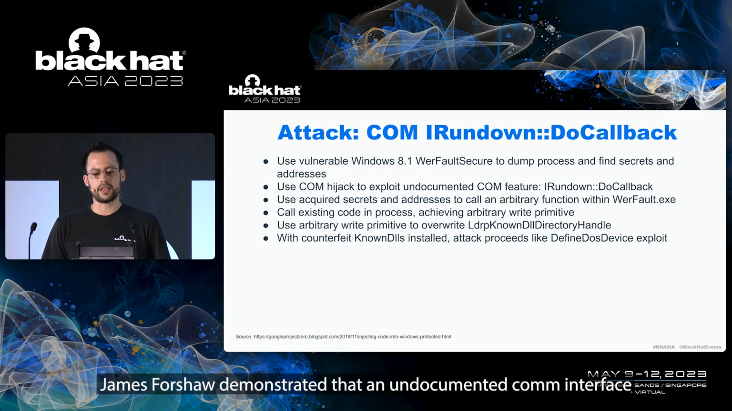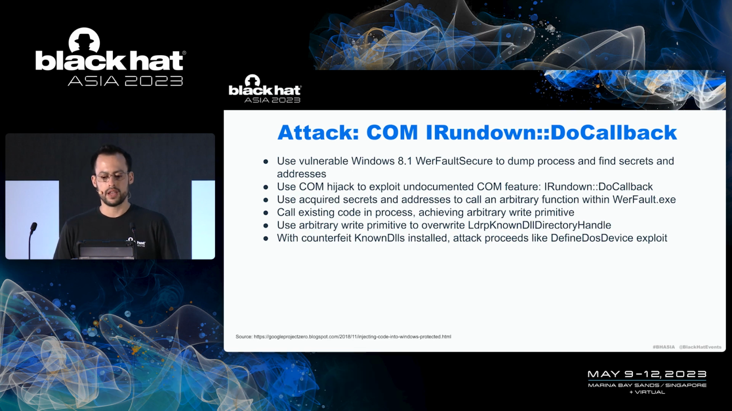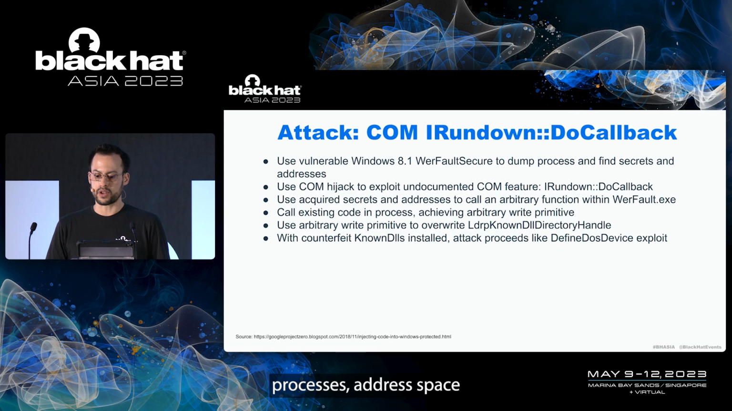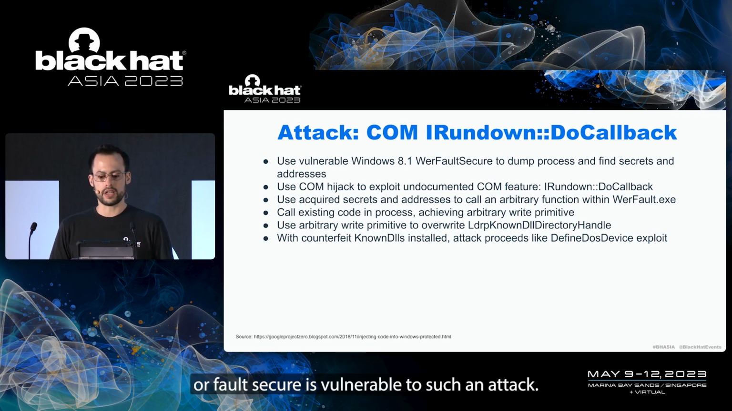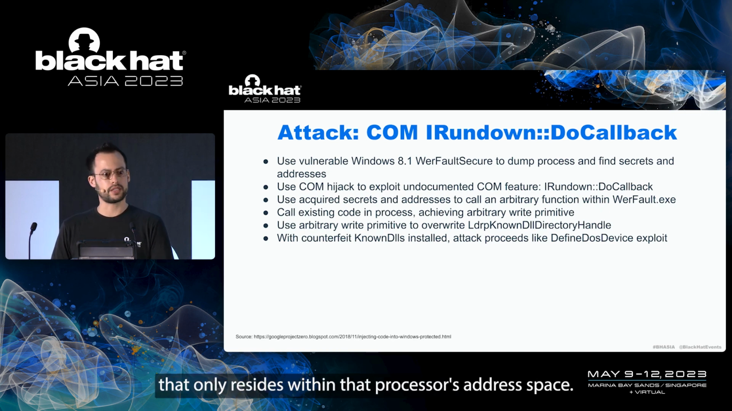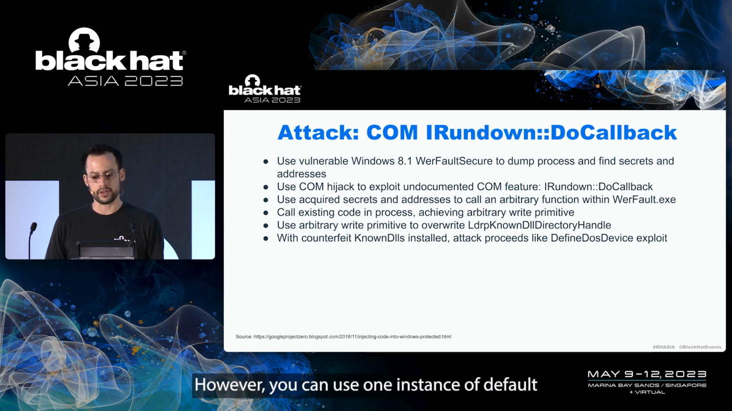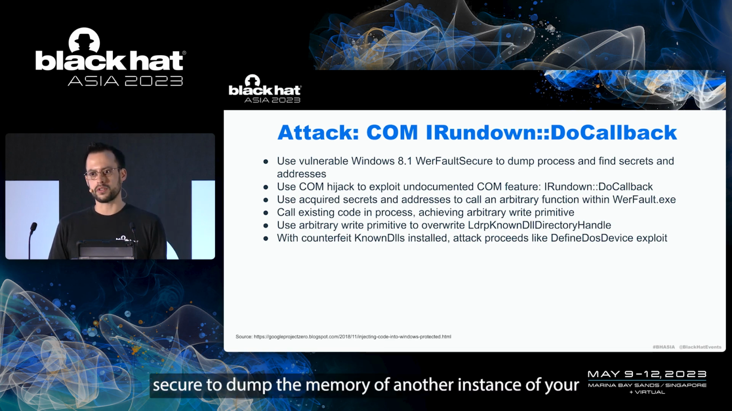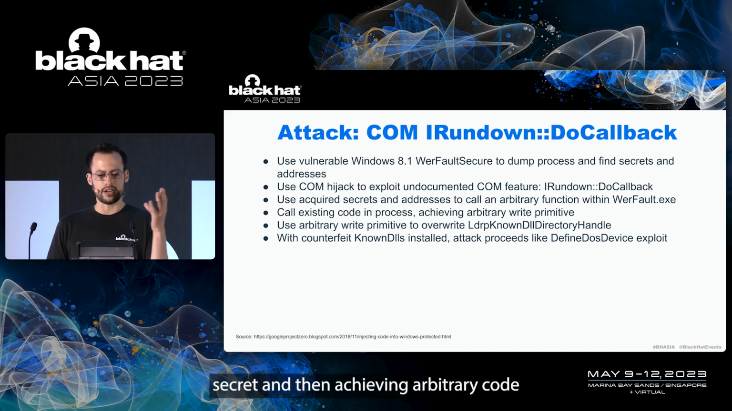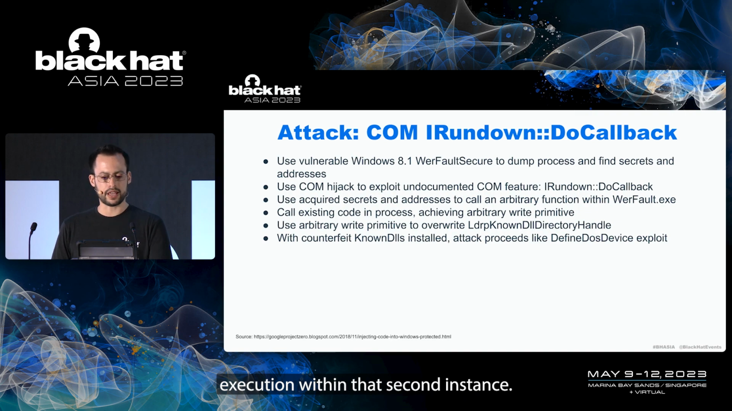James Forshaw demonstrated that an undocumented COM interface can be used to call any function within a COM process's address space. WRFault Secure is vulnerable to such an attack. Normally, this is benign for privilege escalation because you need a 128-bit secret that only resides within that process's address space. However, you can use one instance of WRFault Secure to dump the memory of another instance of WRFault Secure, learning its secret and then achieving arbitrary code execution within that second instance.